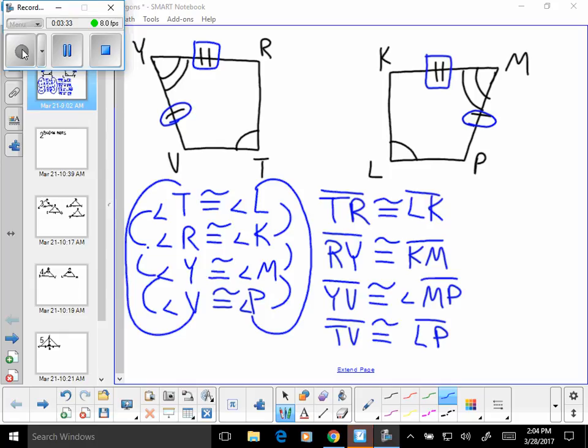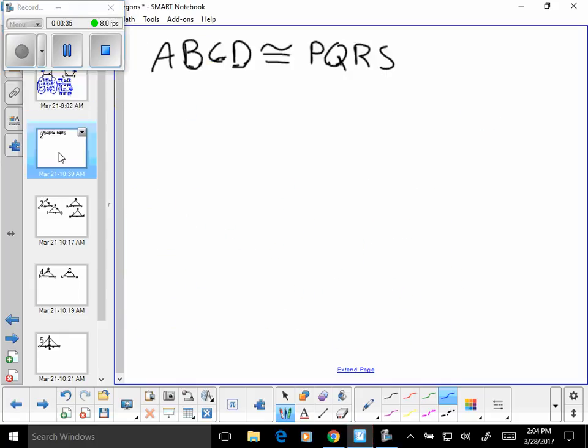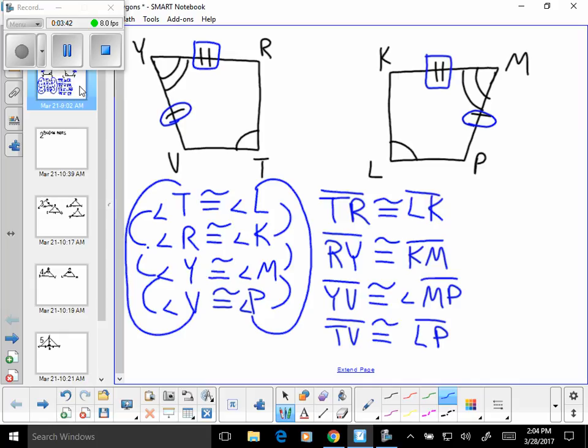Now, if I go on to state the congruency, then I can state that quadrilateral TRYV is congruent to quadrilateral LKMP. Now again, you'll note when I do the naming, T is in the same corresponding position as L, R with K, Y with M, and V with P.